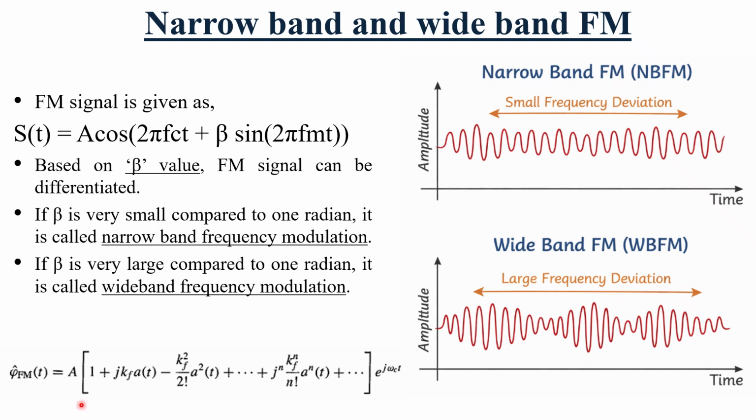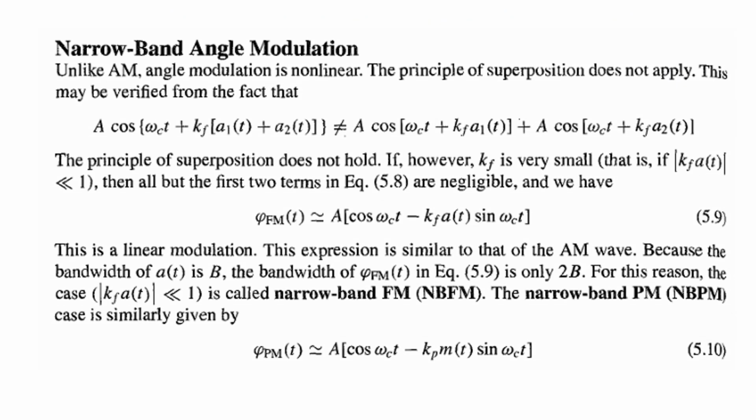So in order to find out the bandwidth of narrowband frequency modulation, we are going to use this particular equation. We'll use only the first three parts, and the remaining have very high frequency, so we are going to neglect them. So, narrowband angle modulation: unlike amplitude modulation, here the superposition principle will not be valid. Cos(A plus B) is not equal to cos A plus cos B.